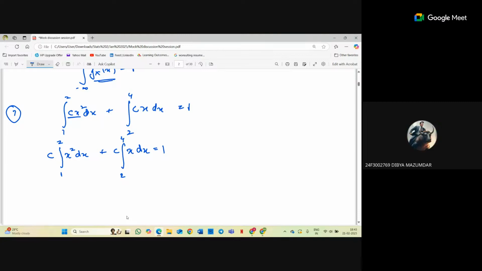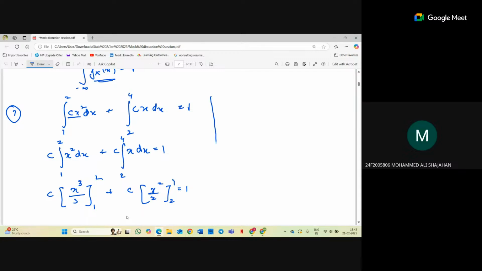Yes, if you started, please do it once more. Okay then. So this integration part would be equal to x cube divided by 3. Correct? Yes, ma'am. I am getting 3 by 25 as the value of c. Yeah, correct. Okay. Now we will put the values.